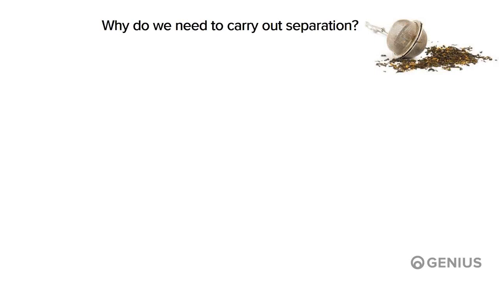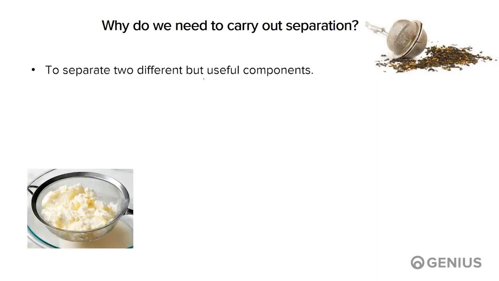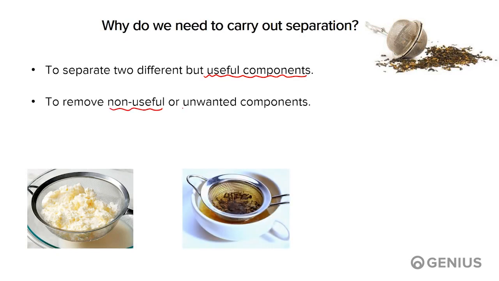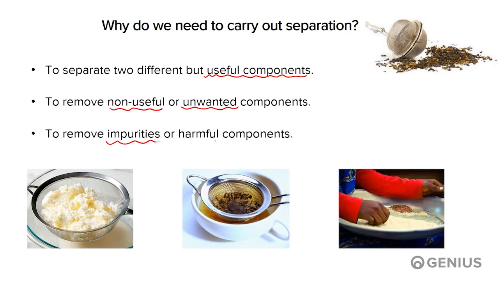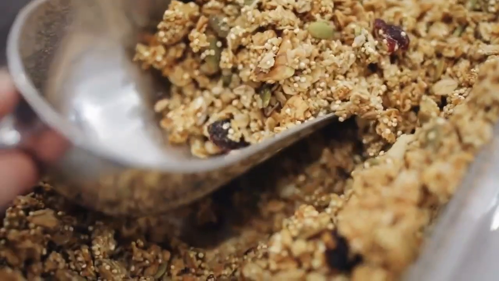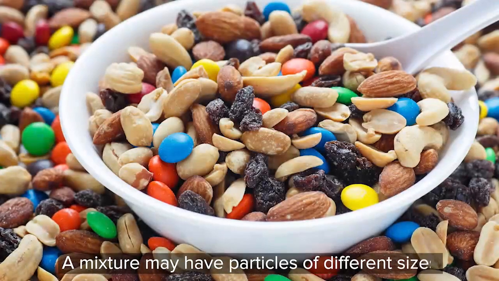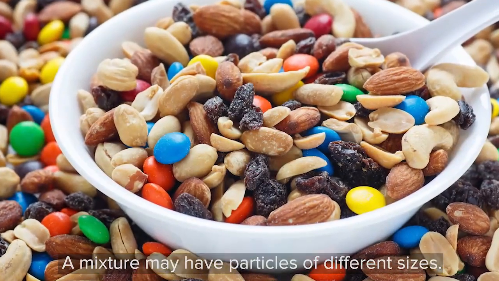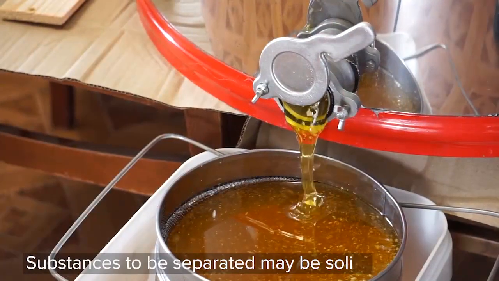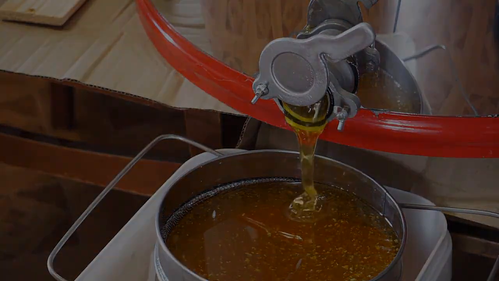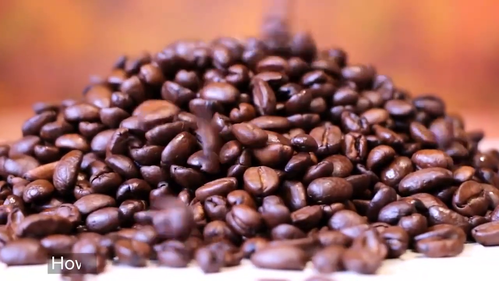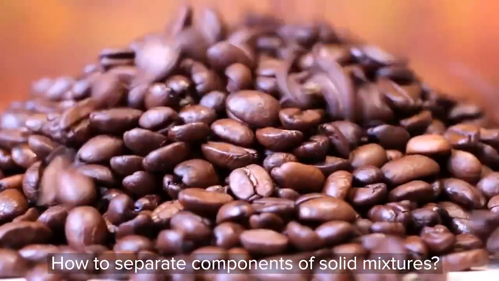Usually separation is carried out to separate two different but useful components of a mixture या फिर to remove non-useful or unwanted components from a mixture या फिर to remove impurities or harmful components from a mixture. Now, the substances to be separated from the mixture may have particles of different sizes. These may be solids, liquids or even gases. So let's learn some simple techniques used for separating components of solid mixtures.